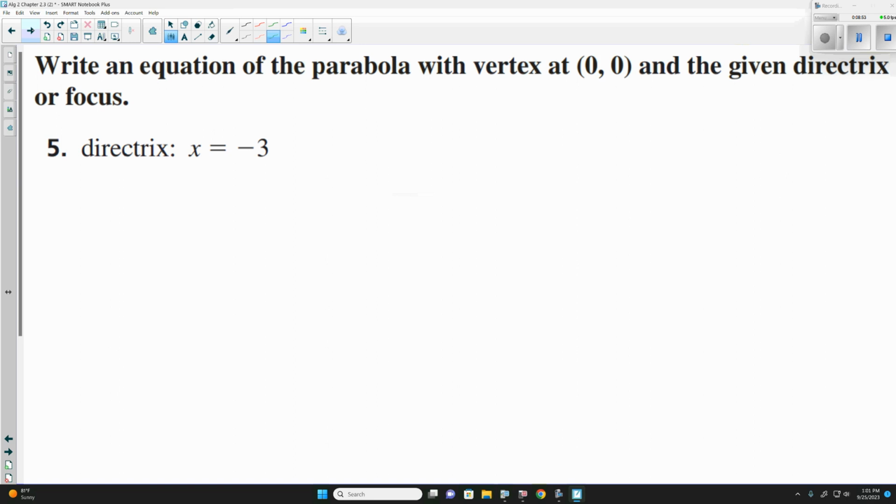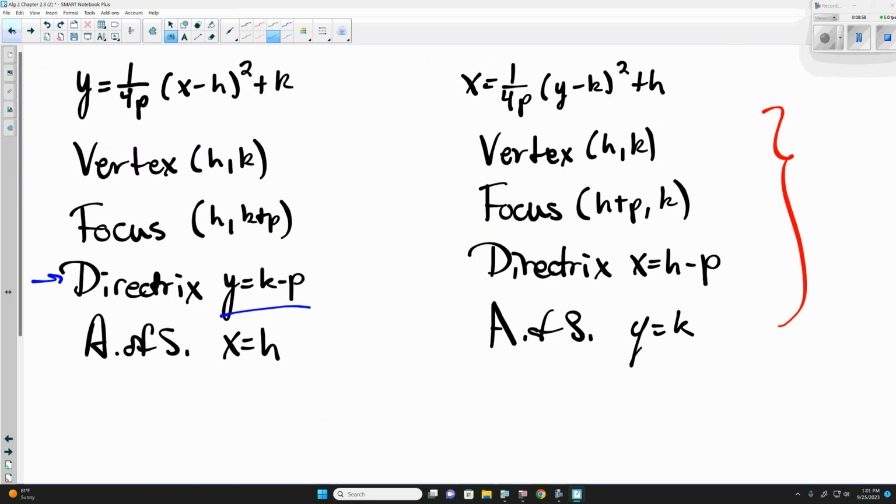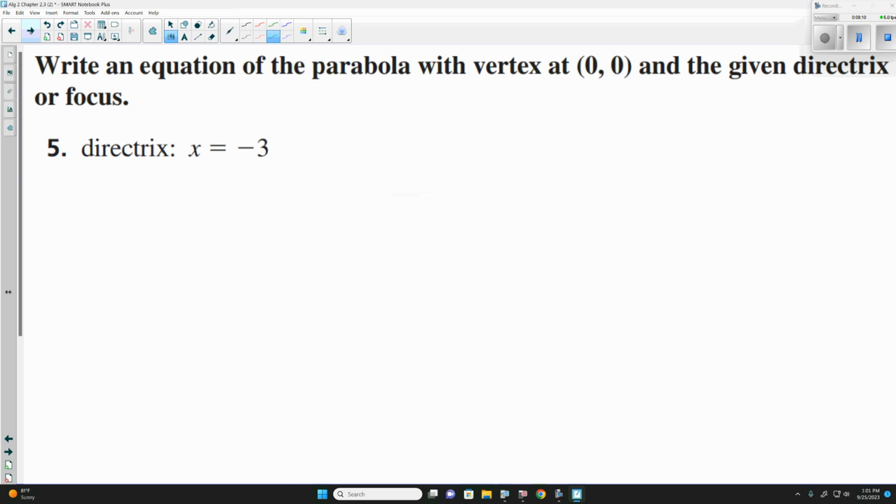Now this one here did not give us a graph, but if we look back at the directrix, for the first one, the directrix is the equation y equals. If we look at the other equation, the directrix is x equals h minus p. So this does have x equals, which means the other side is h minus p. So our general form for this equation here is x equals 1 over 4p times y minus k squared plus h.